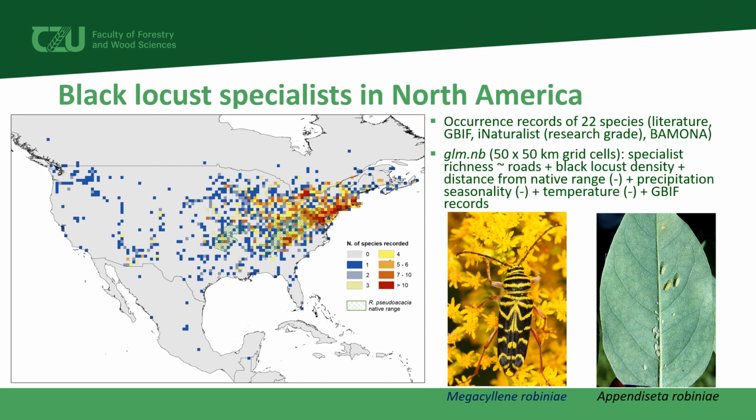Our analysis revealed that the richness of black locust specialists could be explained by several factors, including the length of the roads, which provide a favorable habitat for this tree. Other important predictors were black locust density and distance from its native range. The map illustrates the distribution of specialist richness in North America. Additionally, I included images of 2 representative species, the cerambycid beetle Megacyllene robiniae, which is the largest one, and the smallest, the aphid Appendiseta robiniae.